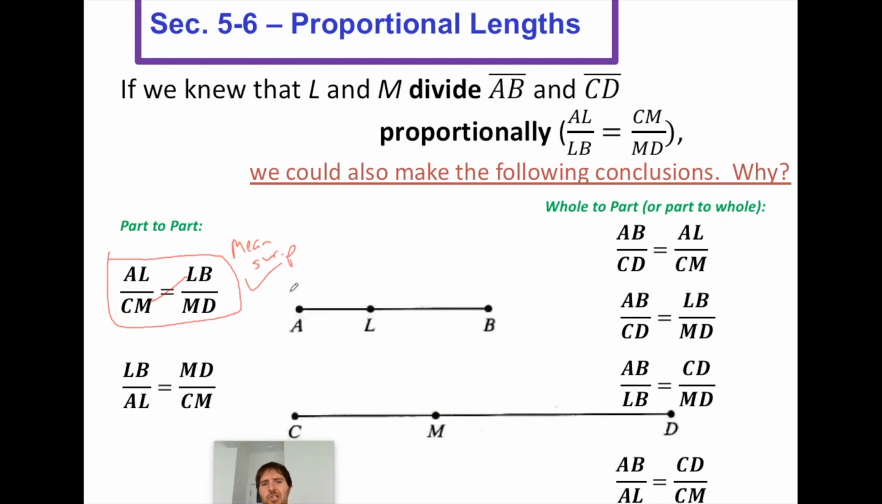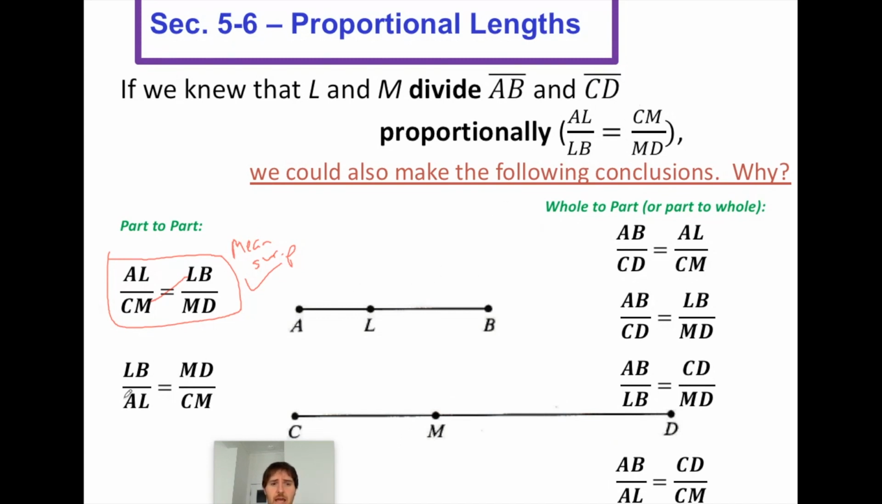What about this one here? What's going to justify me? So now, instead of small to larger equals small to larger, if indeed L and M are placed in such a way that they're dividing segments proportionally, now I can say large to small equals large to small, right? MD over CM for that other ratio here, okay?